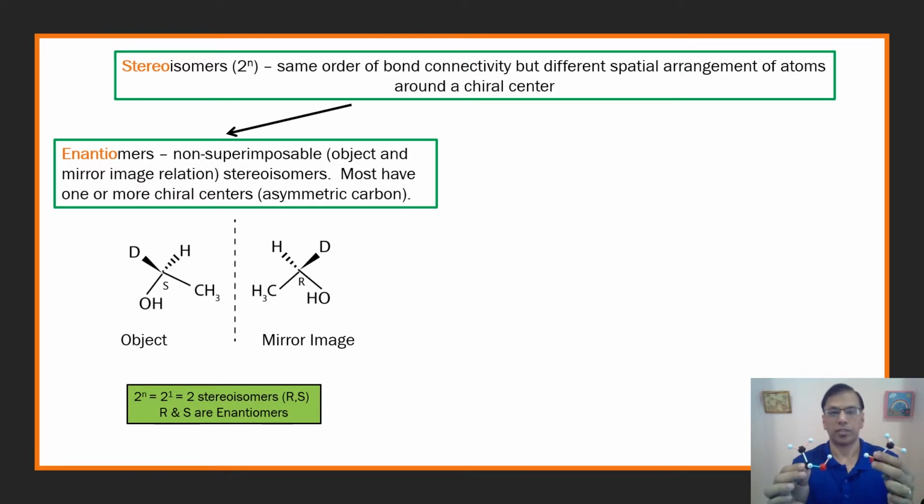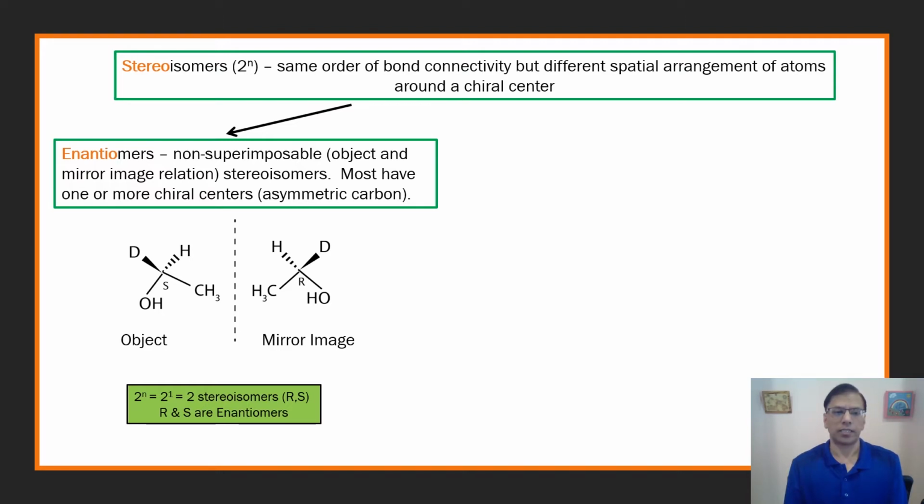If you have not learned about R and S notations on how to find the absolute configuration about the chiral center, please refer to my video on R and S as well as D and L notations that I used to assign configurations about chiral center.